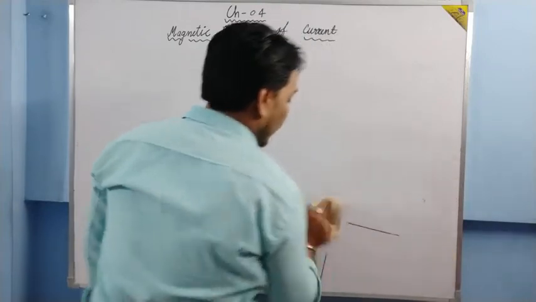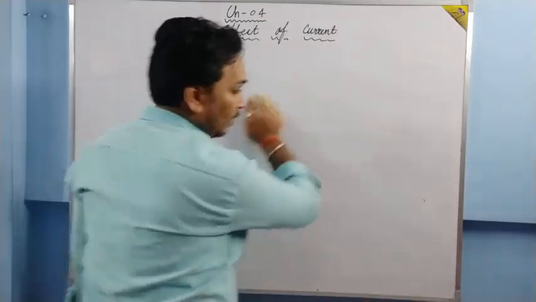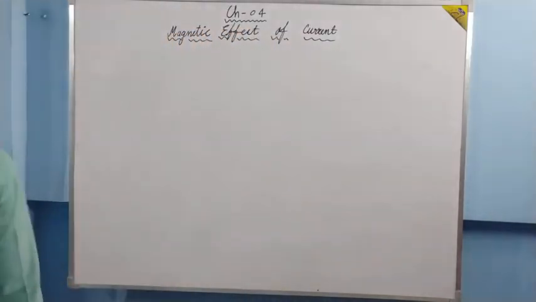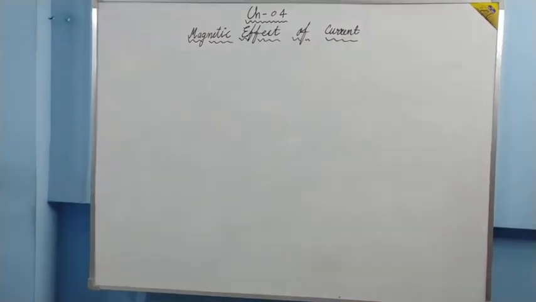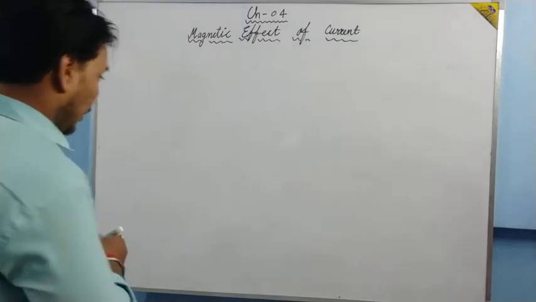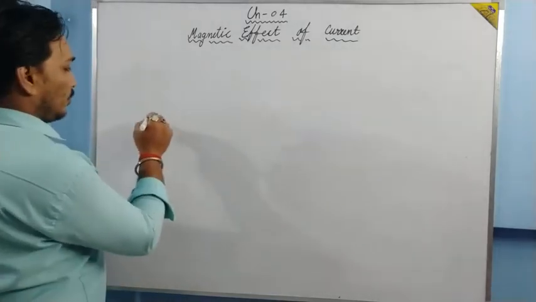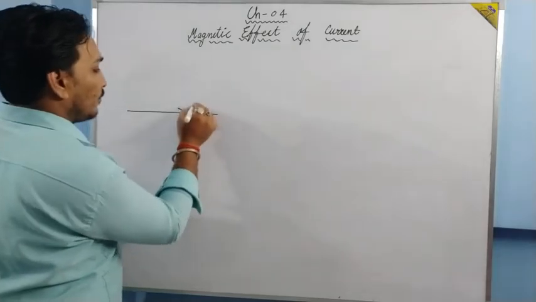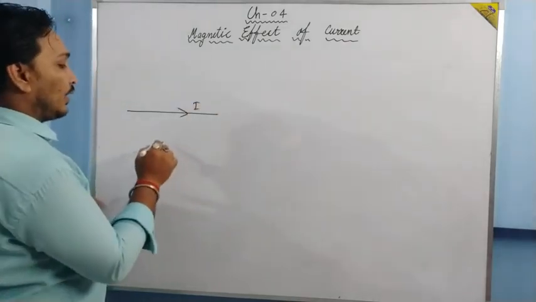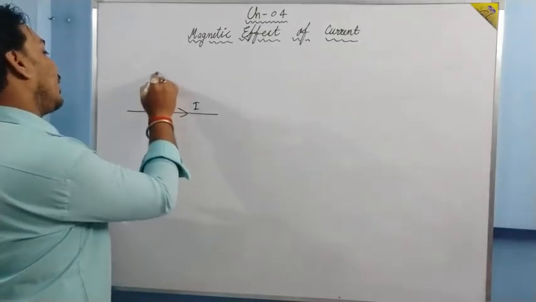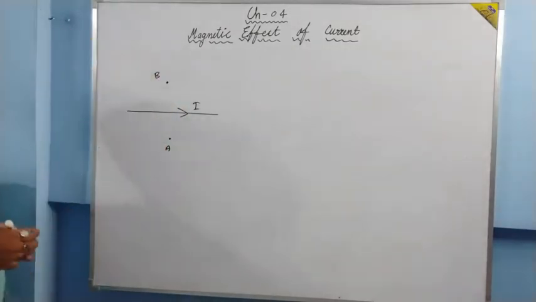Now let us move ahead and let us learn to apply the Biot-Savart law. Let us do some practice. Suppose a wire is going this way, current is I. Then try to find what is the direction of the magnetic field at point A and what is the direction of the magnetic field at point B. Okay, give it a try.